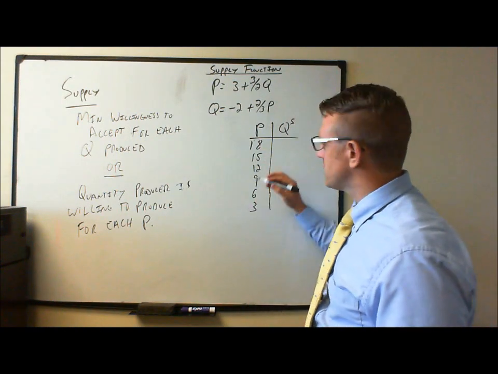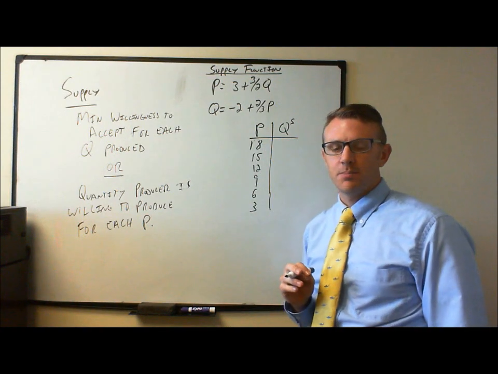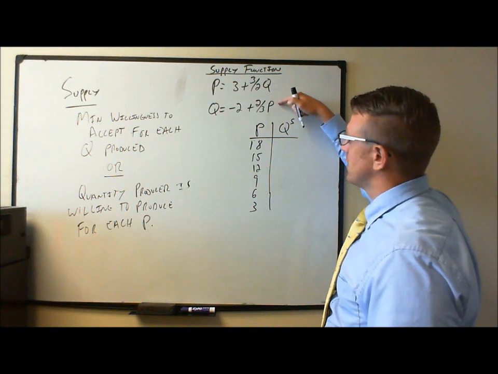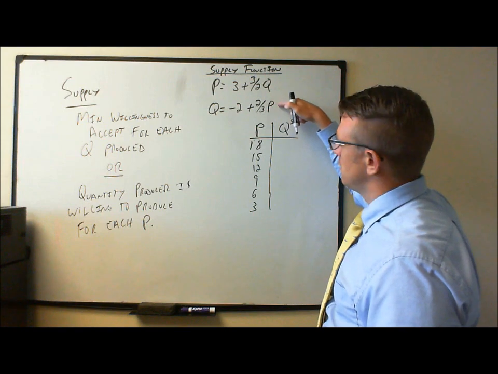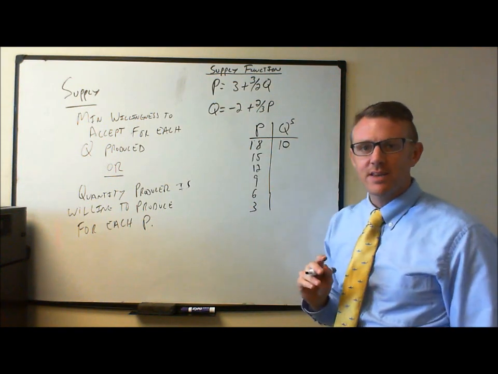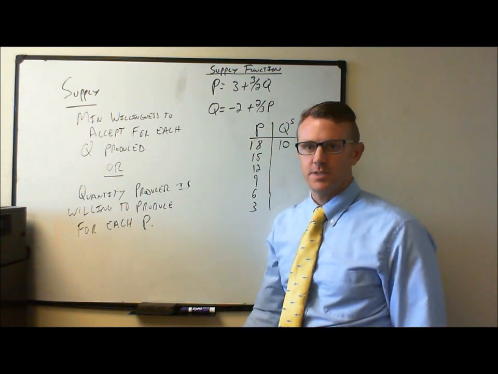At $18, how many units is this supplier willing to supply? Well, we just plug in for price. 18 divided by 3 is 6. 6 times 2 is 12. 12 minus 2 is 10. So at a price level of $18, this supplier can produce 10 purses.